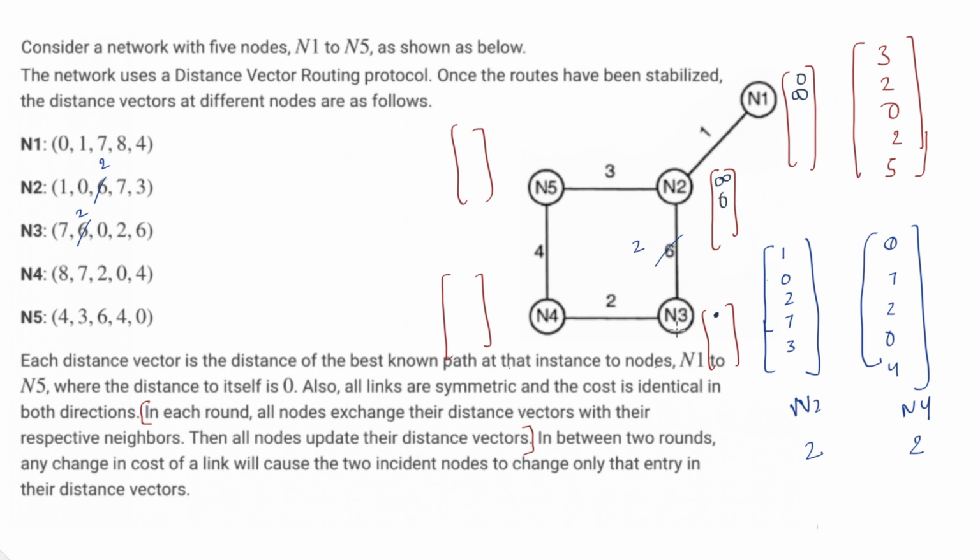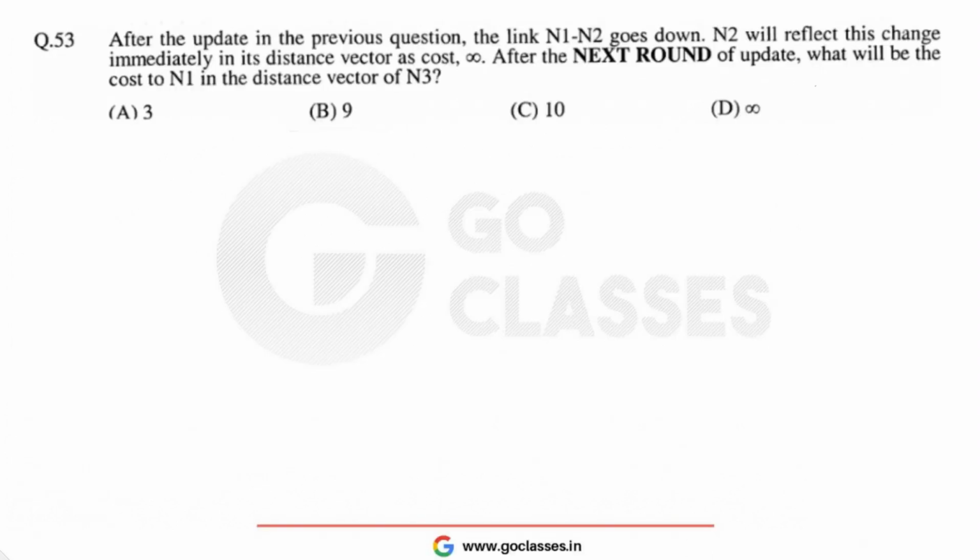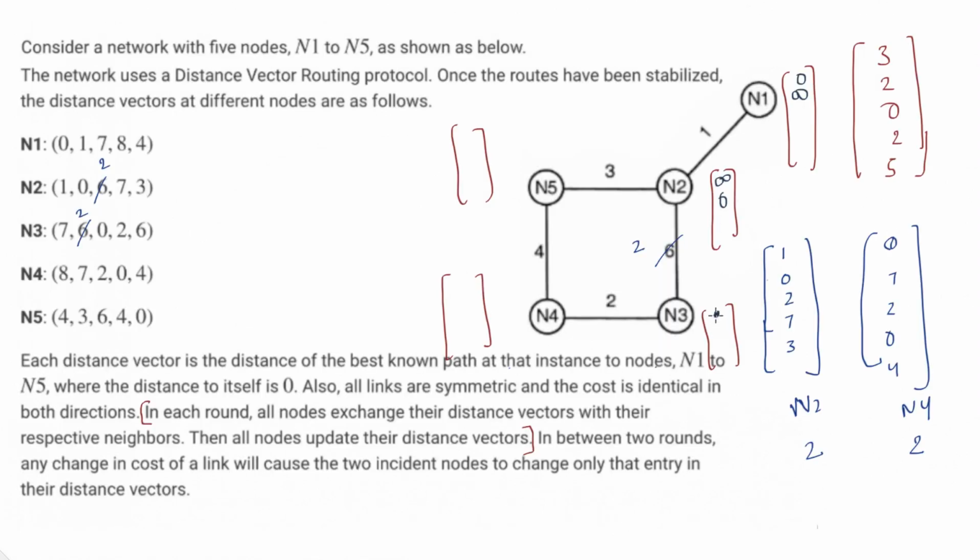Now they are saying that after this there will be a next round of update, and then what will the distance from n3 to n1 be, according to n3 basically. So what will the distance or cost to n1 according to n3 in the distance vector of n3? So they are asking about this entry.